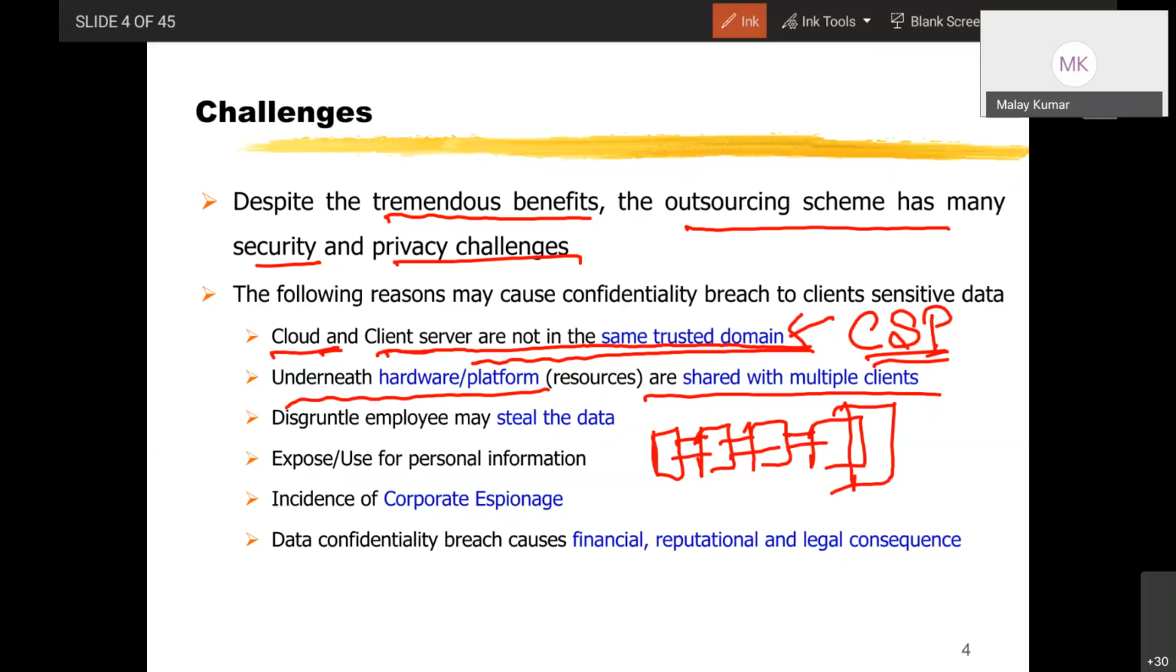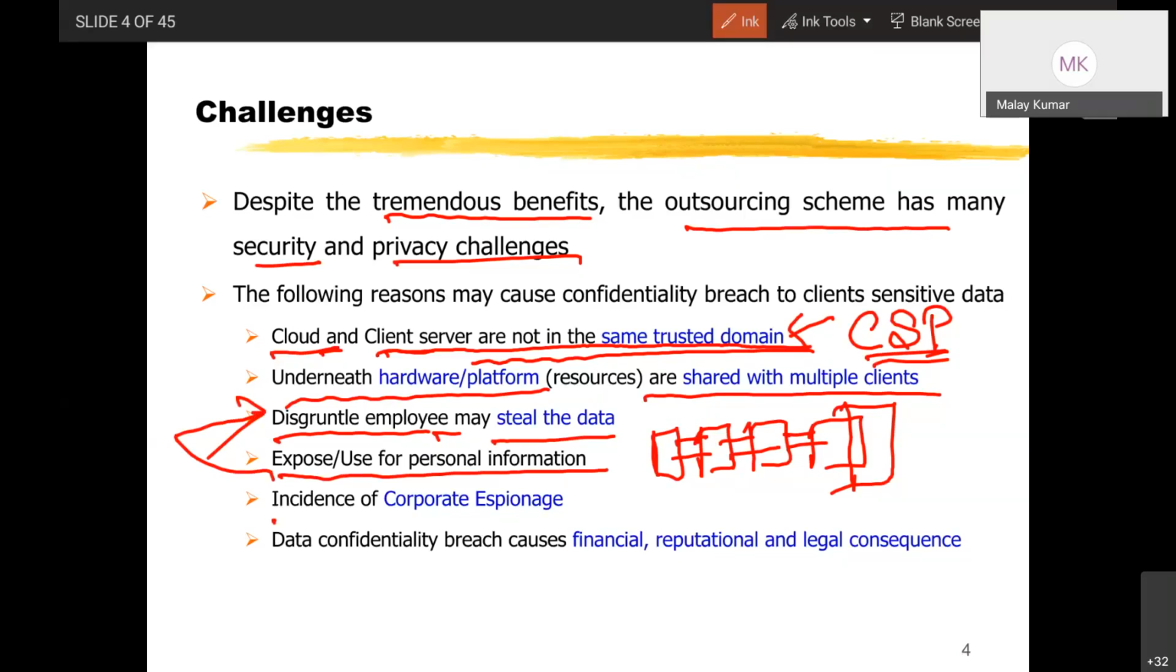Further, a disgruntled employee or a malicious system admin, as we have already discussed, can steal or alter the data, or even in some cases, there will be a loss of data due to the disgruntled employee. Further, there is exposure or use of personal information. So this is also linked with the disgruntled employee. The employee steals the data, and if that particular data possesses personal information, that will also be stolen by the employee, and that employee may further sell it in the secondary market.